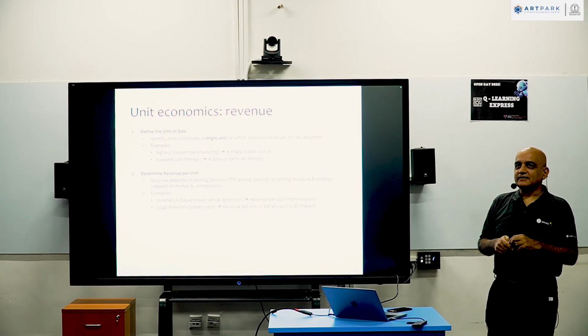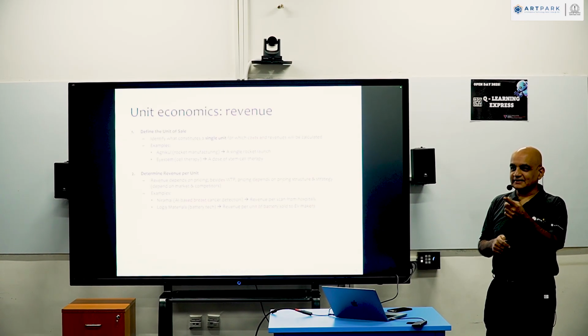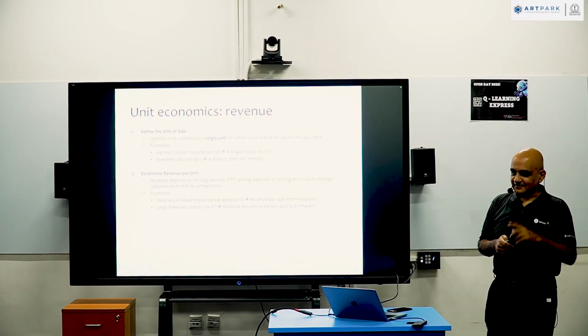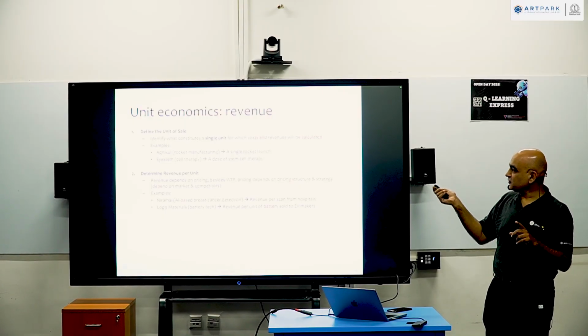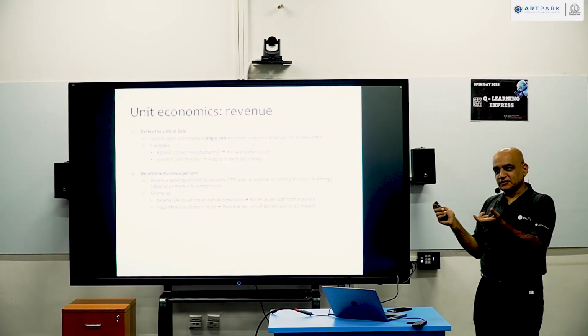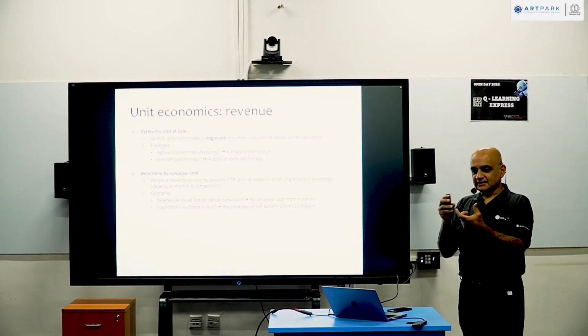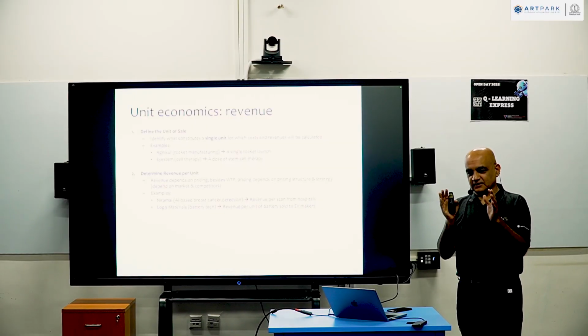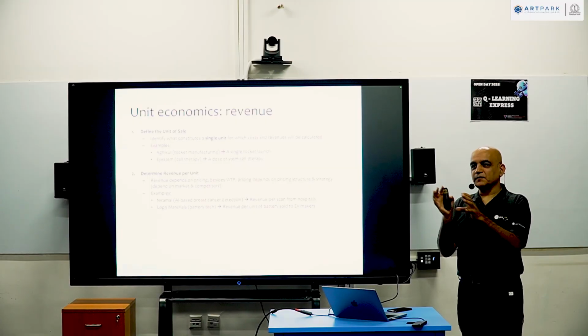But if you were to lease the washing machine, then it becomes different, right? Then the revenue per unit. So when you buy the washing machine, the unit is that activity of purchase. So the 20,000 rupees is the revenue per unit.